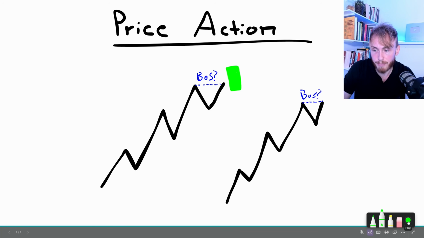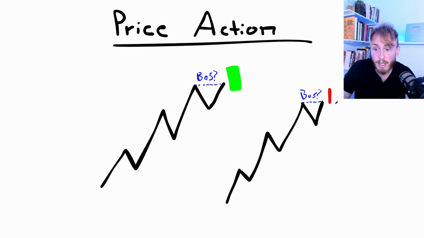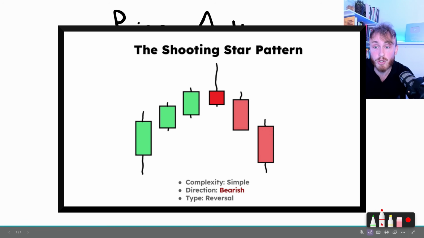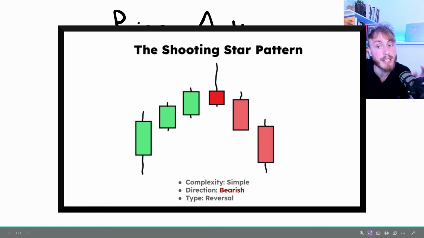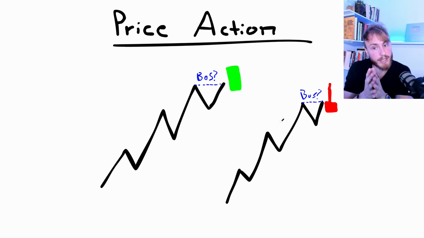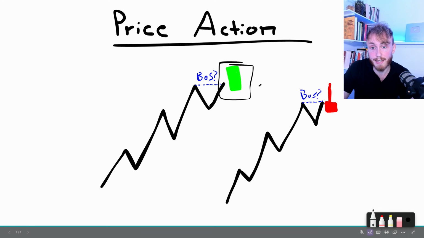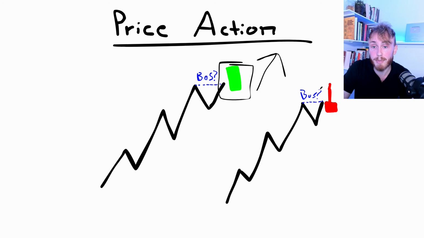But in the other scenario, maybe the price here starts by pushing up, but during the candle the bears take control, and maybe we see a candle that looks something like this. This, by the way, is what is known as a shooting star candle, and that is a bearish candlestick. So even though the market structure is the same in both scenarios, scenario 1 indicates that it's likely that the trend will continue to the upside, while scenario 2 indicates that we very well might see a reversal to the downside. And this is why price action is so important.